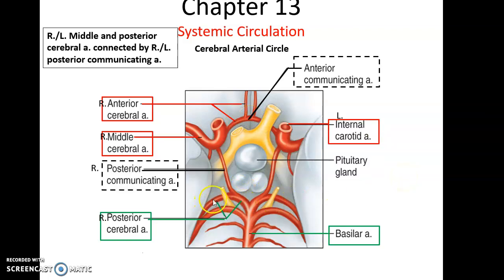And then the posterior cerebral artery is connected to the middle cerebral artery with an artery called the posterior communicating artery. We have one on the right side and we have one on the left side. So the posterior cerebral arteries connect to the middle cerebral arteries via the posterior communicating arteries. And so this gives us that cerebral arterial circle. See, it makes a circle.